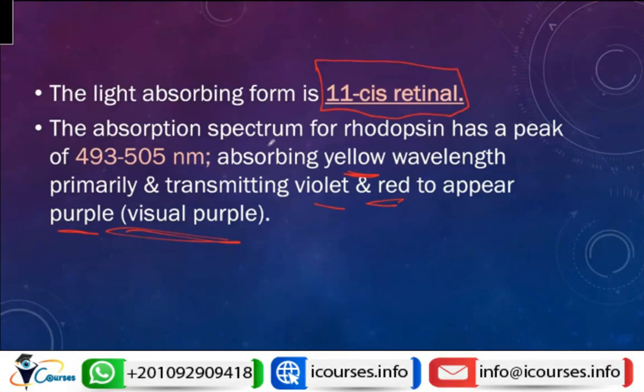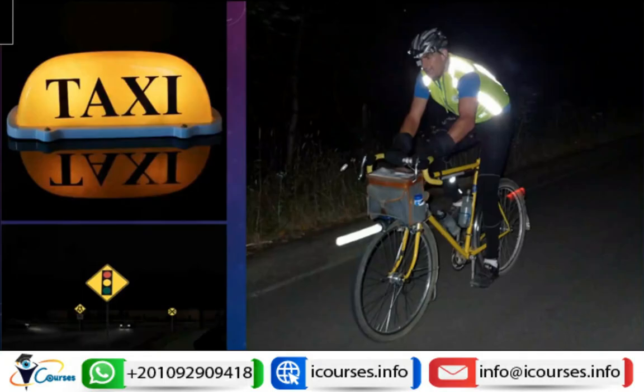And since the rhodopsin is very sensitive to the yellow wavelength, we can use the yellow color for taxi signs or traffic signs, as the yellow color will be very clear during dim illumination or during the night, because the rods have a high spectral sensitivity to the yellow light.